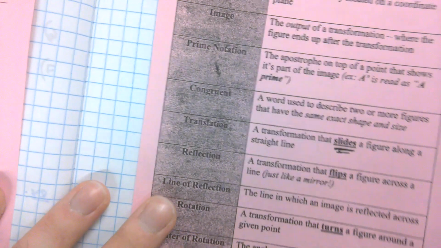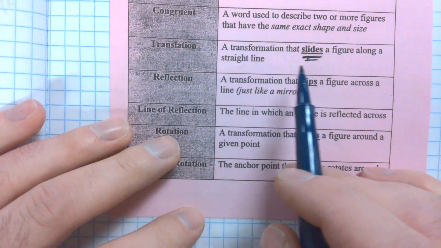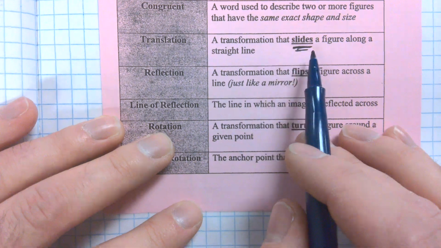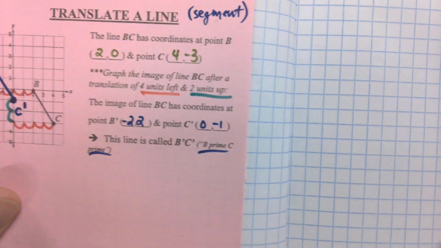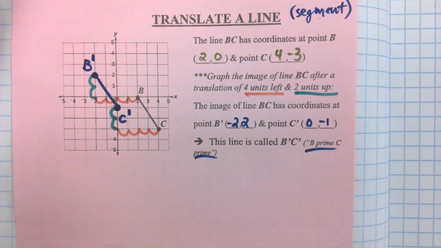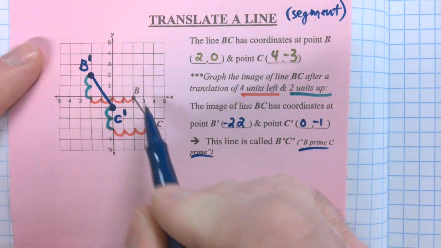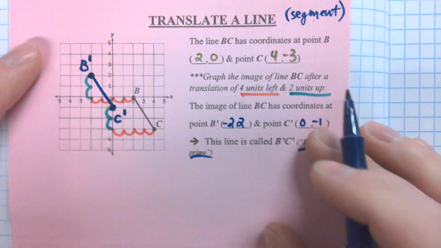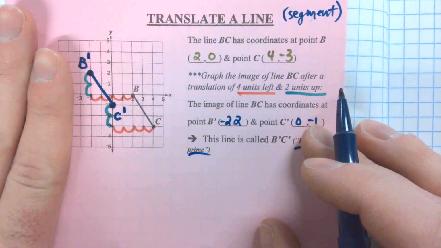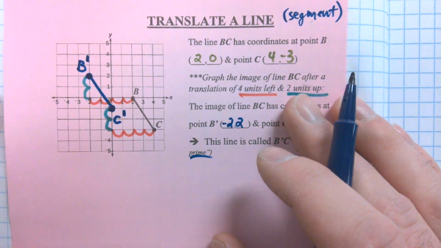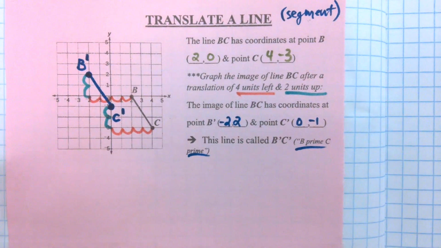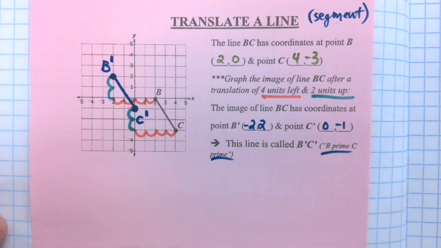Like we also said, with the translation, it's the transformation that slides a figure along a straight line. Darius. All we did was take this line BC, and you can kind of see us sliding it up to the left without tilting it or flipping it or doing anything like that. All we're doing is sliding it over. That's all we're doing.